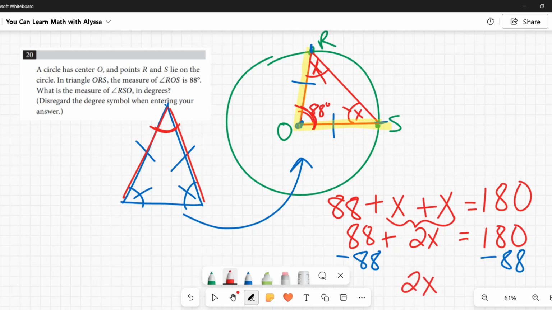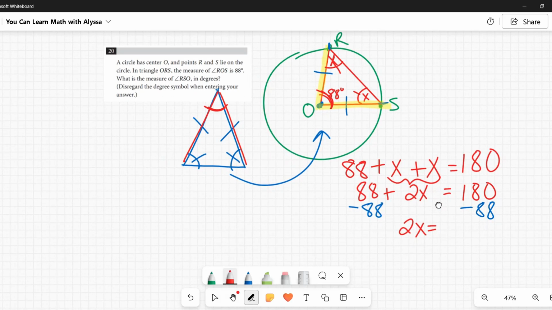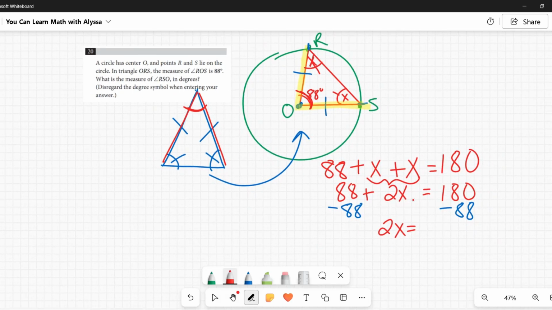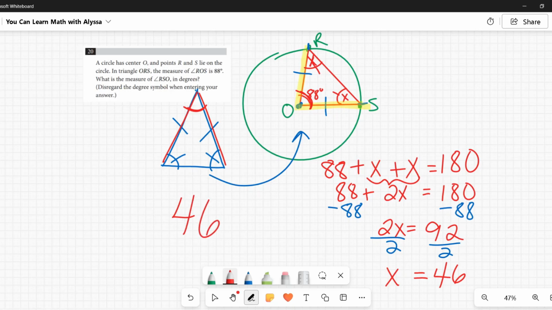And I get that 2x is equal to, let me scroll out and move up because I always run out of room because I write too big. It is going to be equal to 92. That is our 2x equals 92. Then I'm going to undo that multiplying by 2 by dividing by 2. That's the opposite. So I get that x is equal to 92 divided by 2, or 46. That is my value of x. So RSO is 46 degrees, and they're telling us disregard the degree symbol when we enter our answer, so that's just it, 46, and we have our answer.